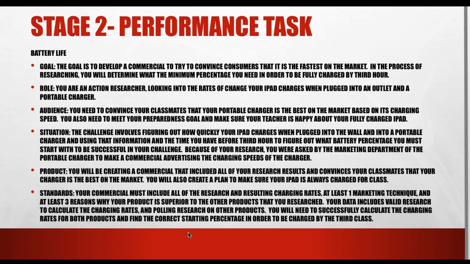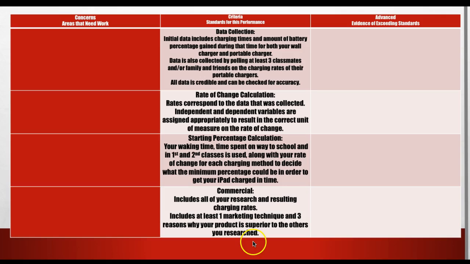So it will be judged on a couple of components. I'll show you the rubric for that. So the components, the criteria, are data collection. So initial data includes charging times and amount of battery percentage gained during that time for both your wall charger and portable charger. Data is also collected by polling at least 3 classmates and/or family and friends on the charging rates of their portable charger, so they have something to compare to in their commercial. And all data is credible and can be checked for accuracy.